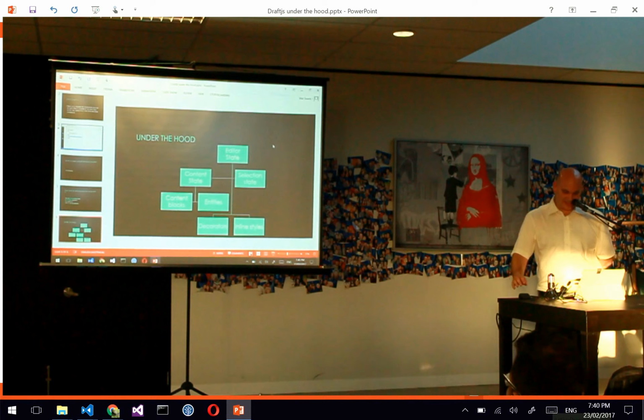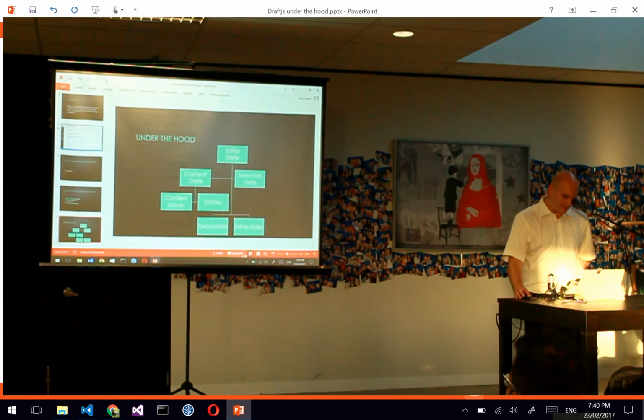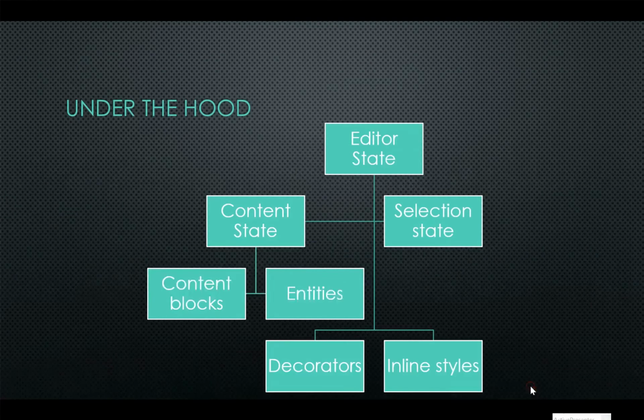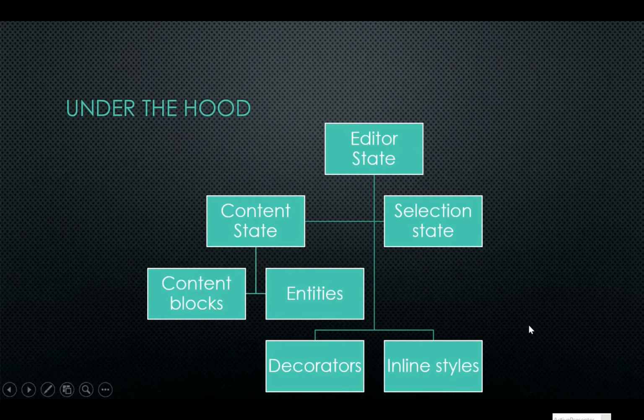So this is Draft.js under the hood. It's my idea of how I put the actual model together, and I just want to talk about some of the high-level stuff very quickly. The top one is editor state, and you're going to see editor state time and time again. That's your container for everything. Underneath that you've got something called a content state, and that holds things like your actual text. It also holds things like entities, which is metadata that you can put along with your actual text.